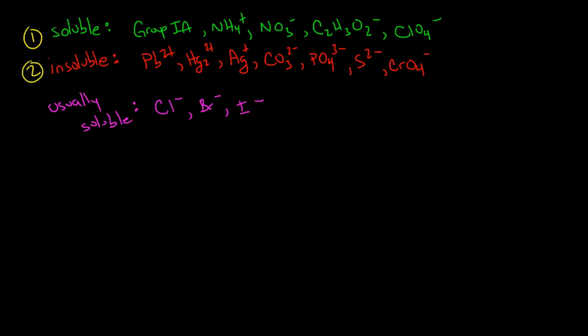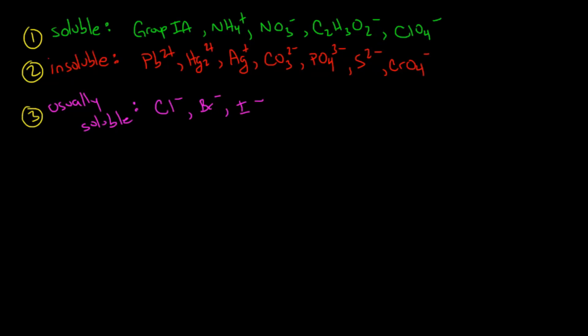We have a second priority group that is usually insoluble unless they're partnered up with something from the soluble group. And then our third priority group, which is normally soluble, but if one of these anions happen to be partnered up with a cation from group 2, from our insoluble group, then it will be insoluble.